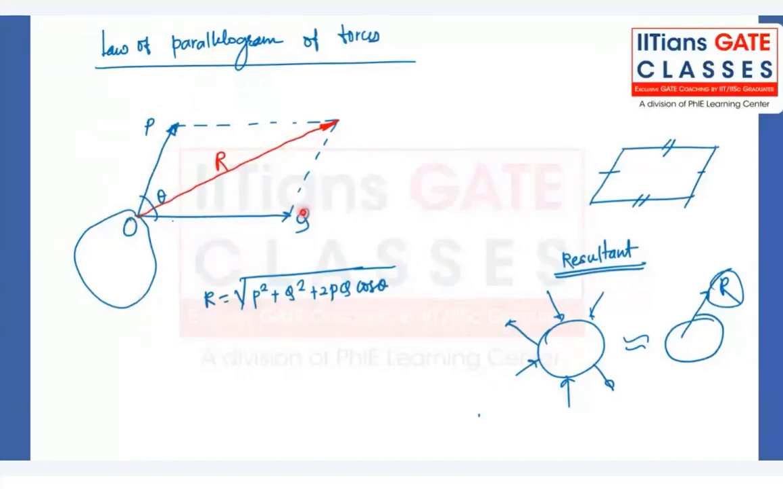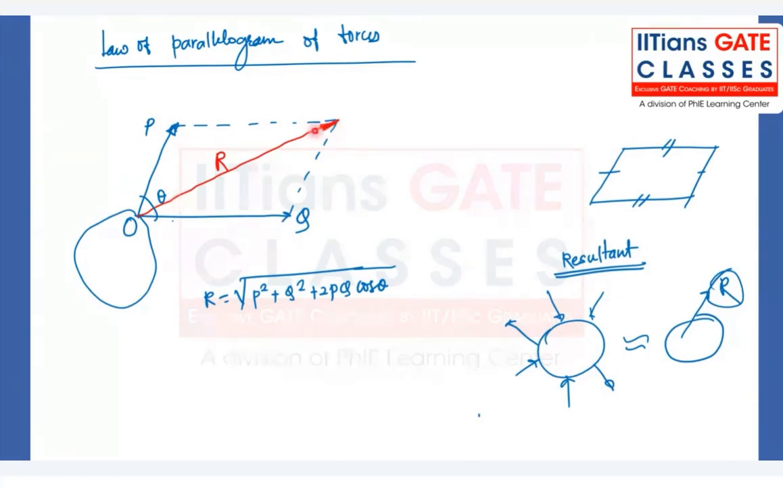Okay. So for example, if this force P and force Q we have, which are applied on point O, we can clearly see these are the two adjacent sides of the parallelogram. Then what the law of parallelogram of forces says is that the resultant is represented by the diagonal here. I'll repeat the statement. If two forces acting simultaneously at point O on the body are represented in magnitude and direction by two adjacent sides of a parallelogram, then the resultant R is represented in magnitude and direction by the diagonal of the parallelogram.